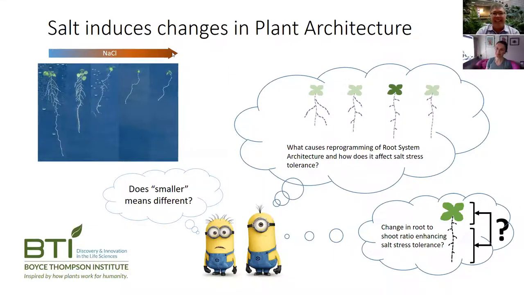Yeah, exactly. And did you find some genes? You found some mutations? Yeah, so for the root system architecture, we found a gene. We found quite a lot of genes because we had a lot of different traits. So one of the genes that we found was actually previously associated with salinity tolerance.